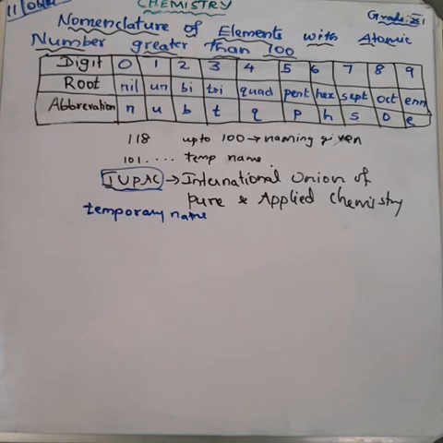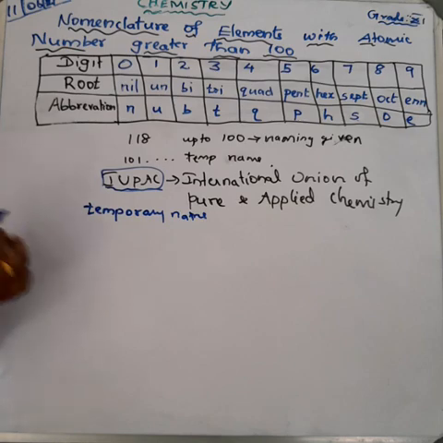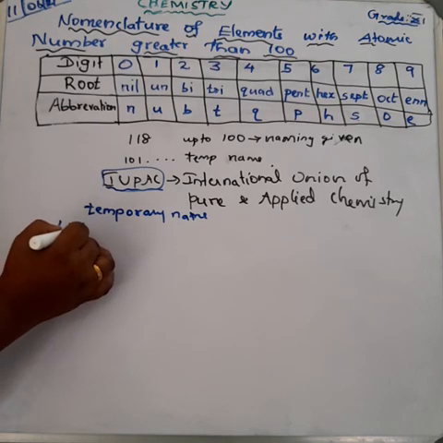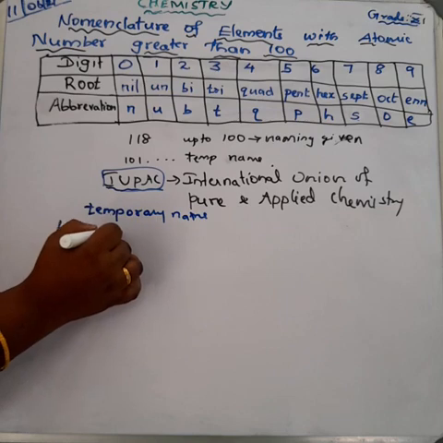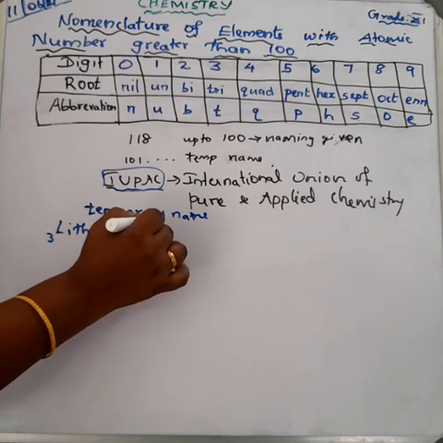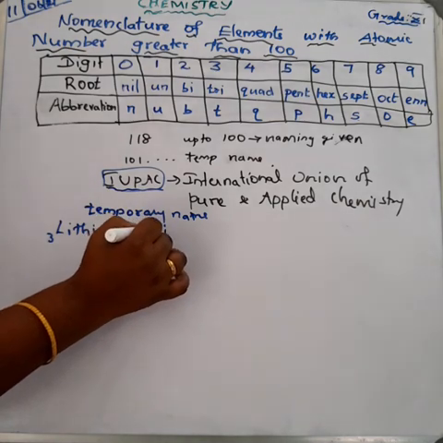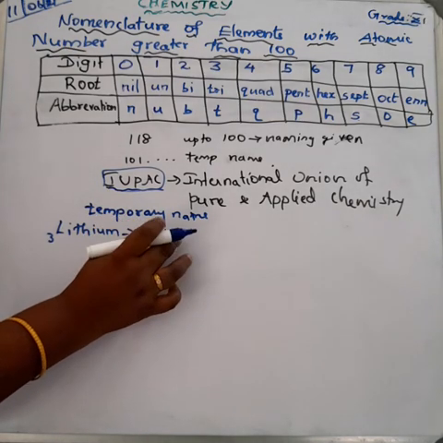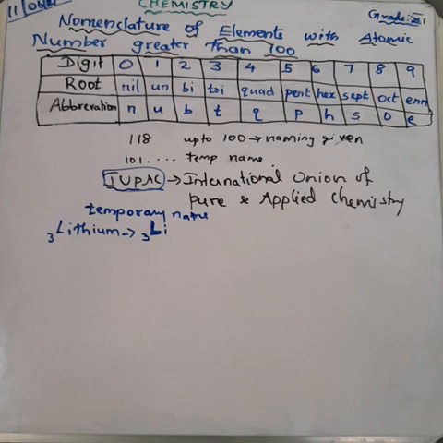And when we simply give the name, for example lithium. Lithium is the name of an element. Its atomic number is 3. We can write lithium, and Li is the symbol for lithium. Understood?